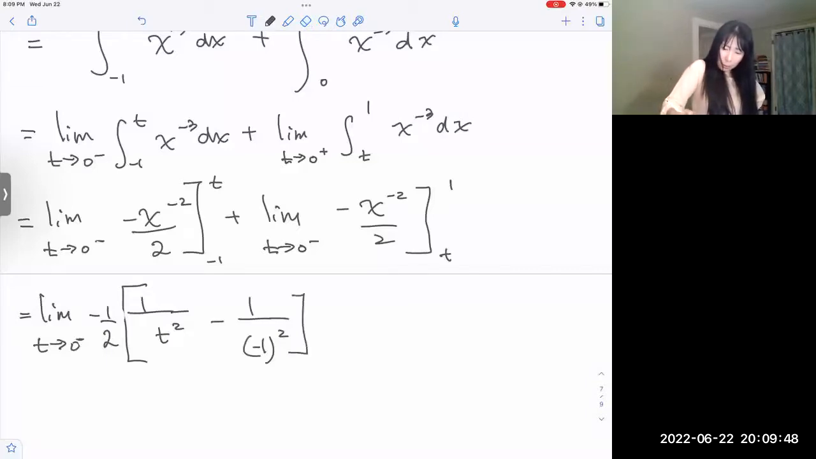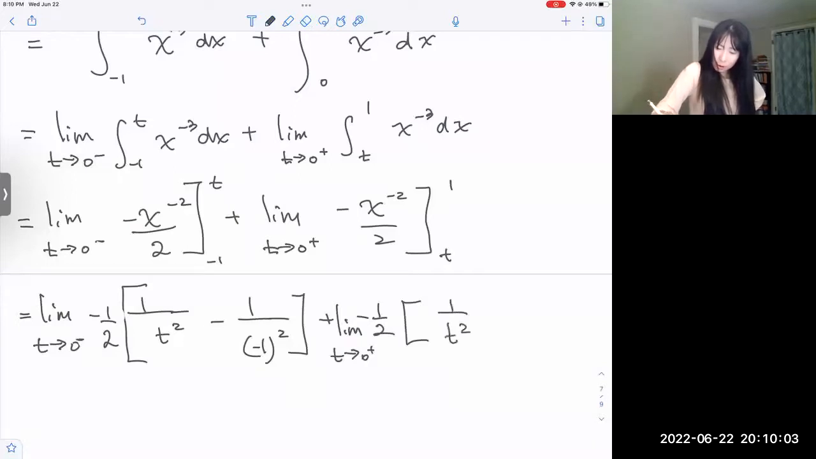Okay, then plus the same -1/2 factor out, and then we have a limit t approaches 0. Wait, 1 is positive here, and then we do 1 over t squared minus, oh no, it's 1 squared, and this is 1 over t squared, right? Okay.